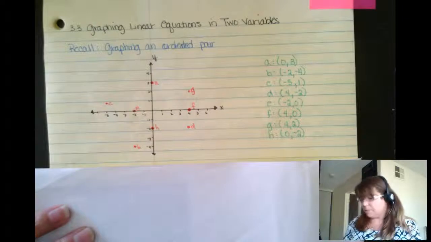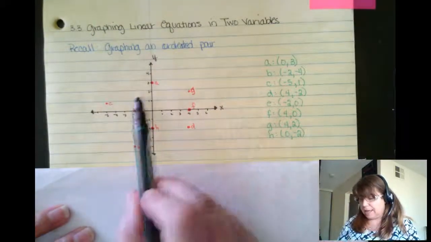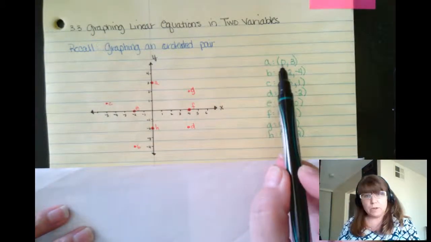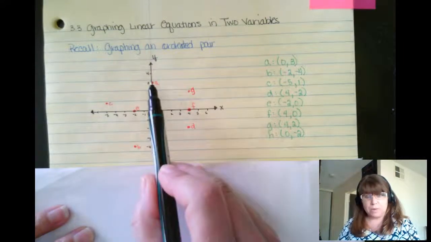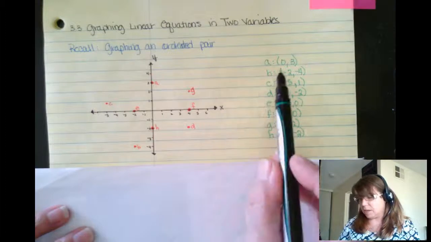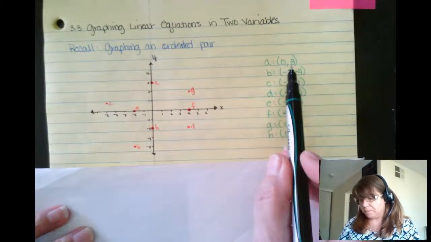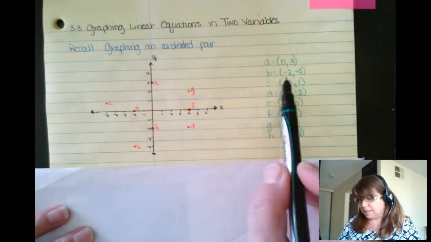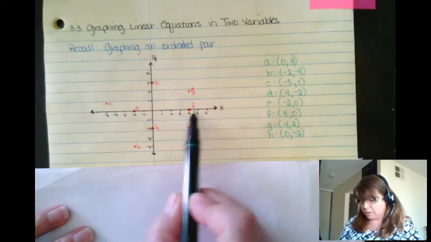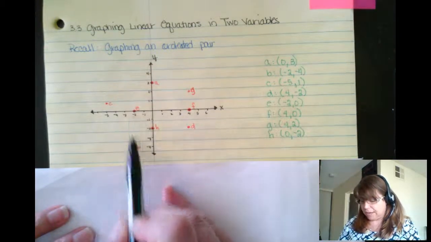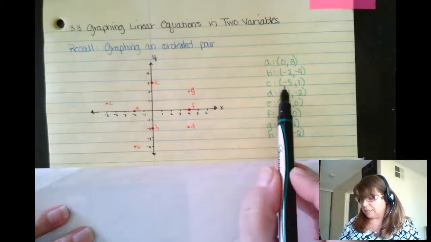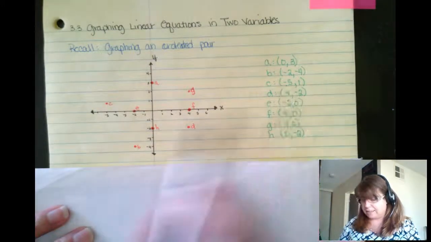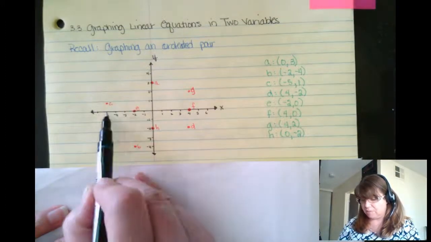So let's take a look at some of these ordered pairs. A is 0, 3. So I didn't move left or right any, but I did go up 3. B is -2, 4. So I'm going to go -2 and up 4. There's my B. C is -5, 1. So on the x, I go to the left 5, but I go up 1.